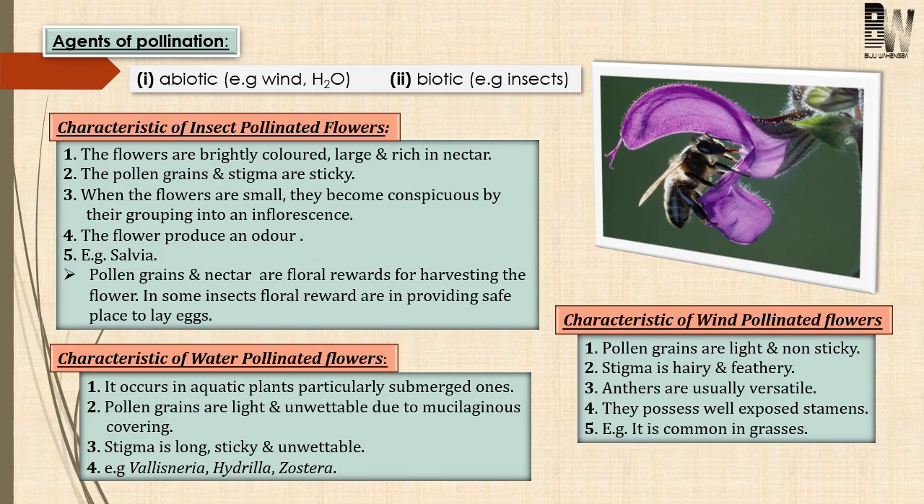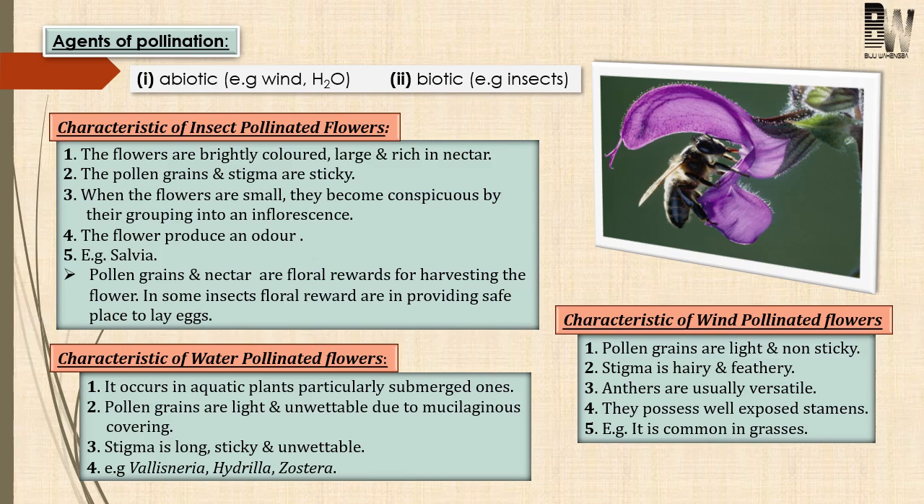On the other side, as insects are living, they represent biotic agents. That is, the agent of pollination will be of two types, abiotic and biotic. And of these two, the biotic agent is more common, and among abiotic, water is more common.